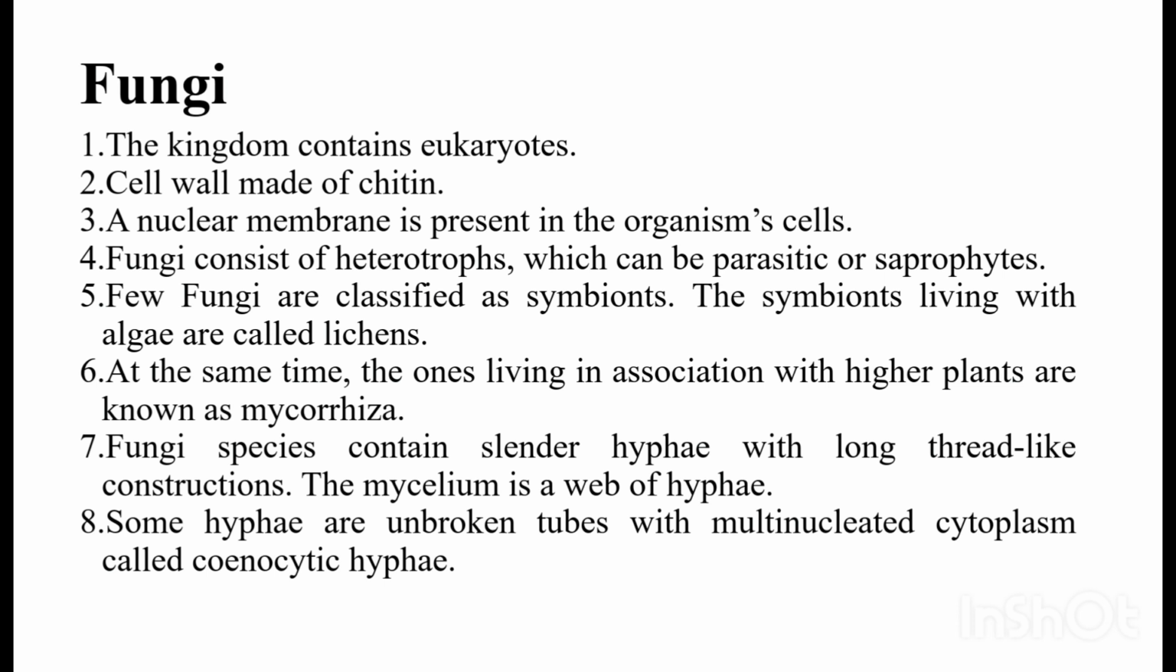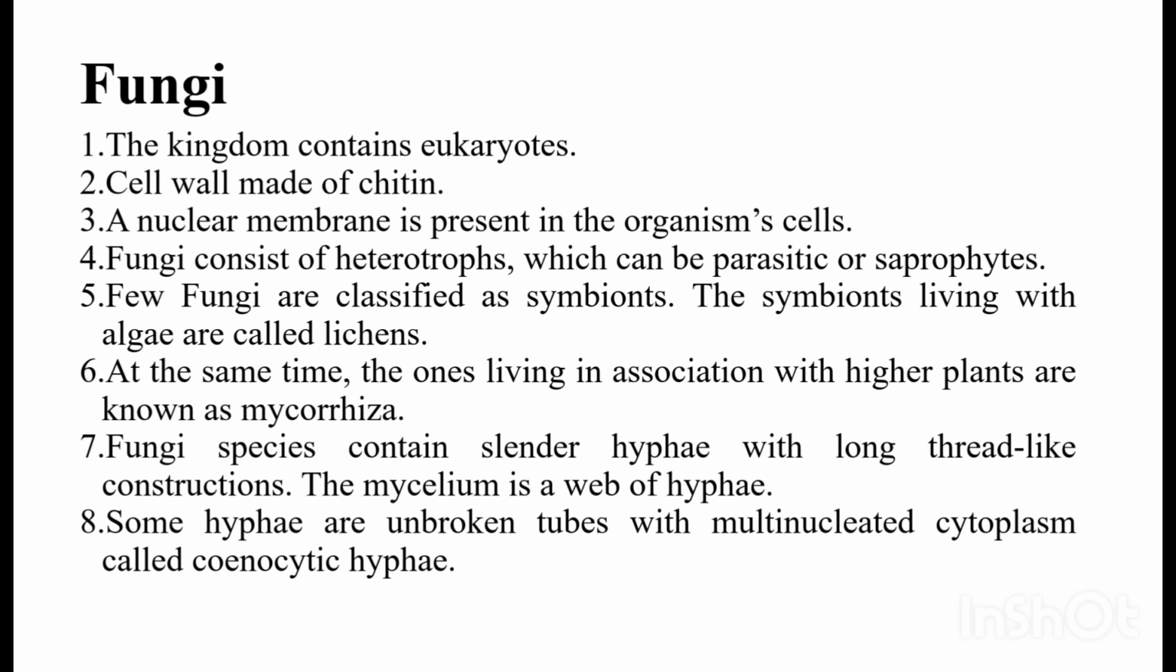Next, the fungi. The fungal kingdom has a eukaryotic cell. Their cell wall is made up of chitin. Nuclear membrane is present. They are heterotrophs, maybe parasitic. The parasites live on other living organisms, and saprophytes get their nutrition from dead organic matter. Few fungi are classified as symbionts. The symbionts living with algae are called lichens. At the same time, the ones living in association with higher plants are known as mycorrhiza.